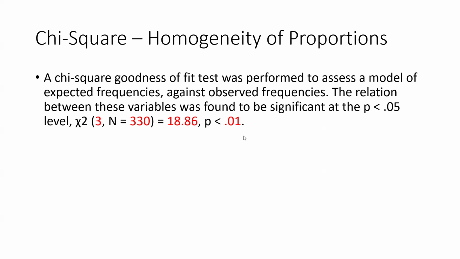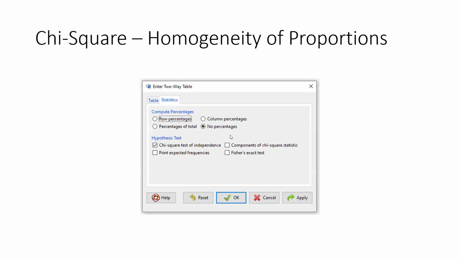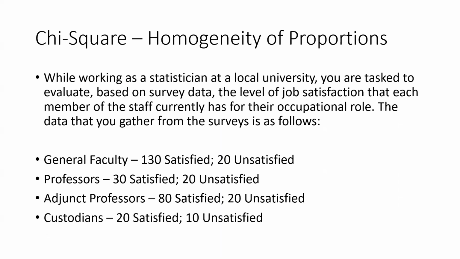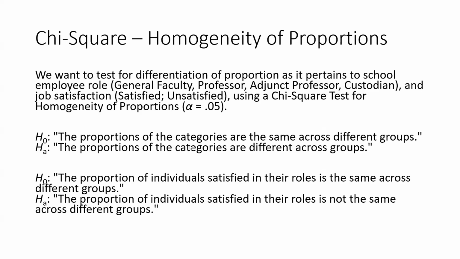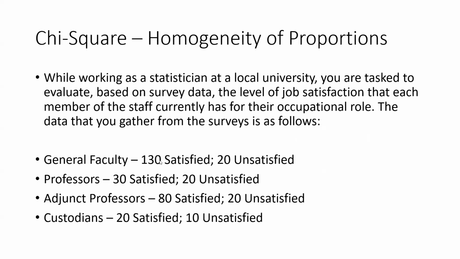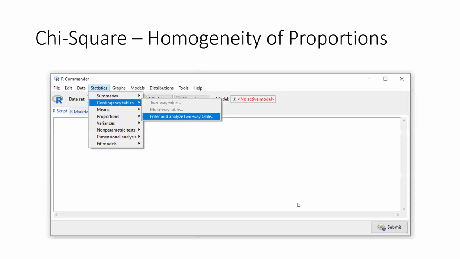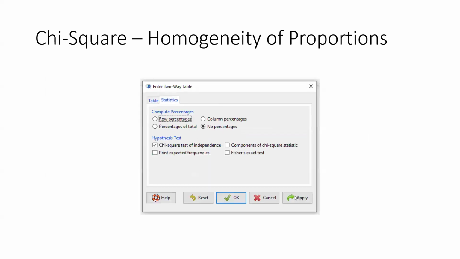So what does this really say then? Well, if we reject our null hypothesis, we would say that the proportion of individuals satisfied in their roles is not the same across different groups. So general faculty, professors, adjuncts, custodians, they don't all have the same amount of satisfaction as it relates to their particular roles. So they don't all feel the same way as it pertains to satisfaction in their role type.